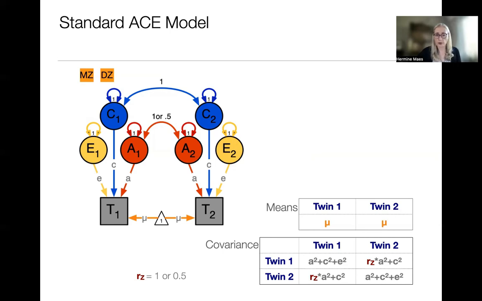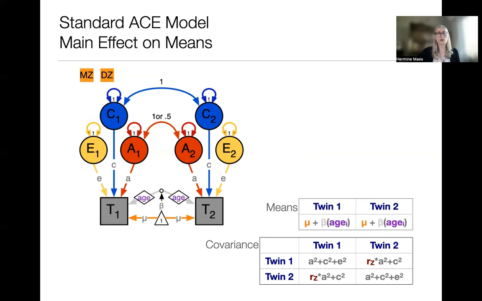So before we go there, we are first going to add the moderator as a main effect on the mean by adding our definition variable using a dummy circle in there, so that we can multiply the beta coefficient with the actual value of the moderator, in this case H, to take out the effect of H on the mean of the phenotype before partitioning the remainder of the variance into A, C, and E components.